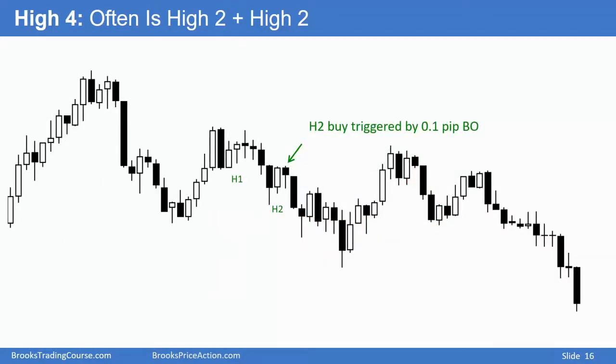A high 4 is often a high 2 plus another high 2. Here we have a bull breakout, a high 1, and then a high 2 attempt. This is actually a Forex chart, and this bear bar actually went 1/10 of a pip above that bull bar, enough to trigger a high 2 buy. And then we had a bear breakout and a follow through, so a high 3 and then high 4. This could have been a high 3, but it did not trigger.